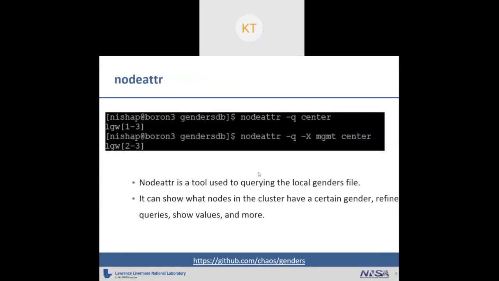The command line tool called nodeattr can query the local genders file. Users can ask questions such as, which nodes on this cluster are management nodes? At the top of the slide are example nodeattr queries. The first query is asking which nodes on the local file contain the center attribute. It also specifies that the output should be printed in a host range format. The second command is the same query, except it excludes nodes that have the management attribute, resulting in excluding LGW1.